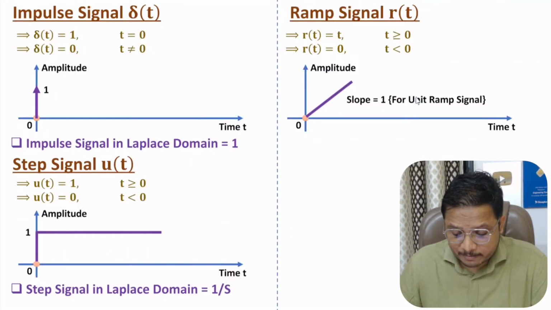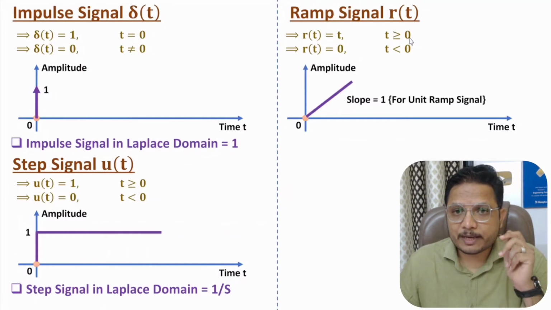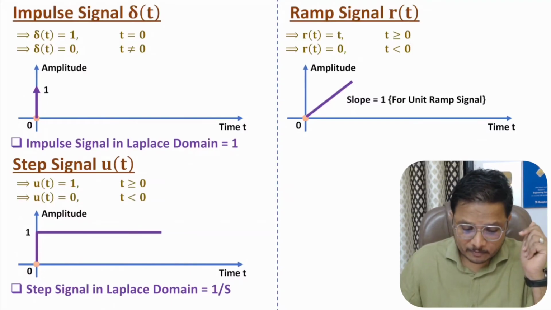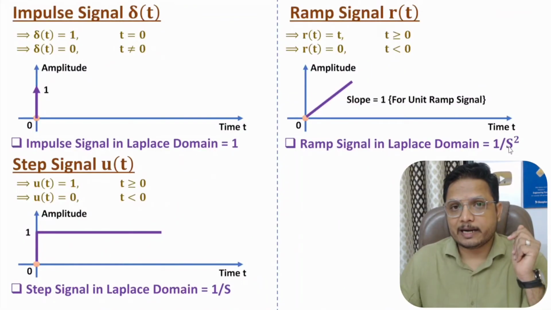If any coefficient is multiplied over here, then that coefficient will be the slope. But for the unit ramp signal, the slope will be 1, where R of t equals t for t greater than or equal to 0. And in the frequency domain, in the Laplace domain, this ramp signal is 1 by s square, right?